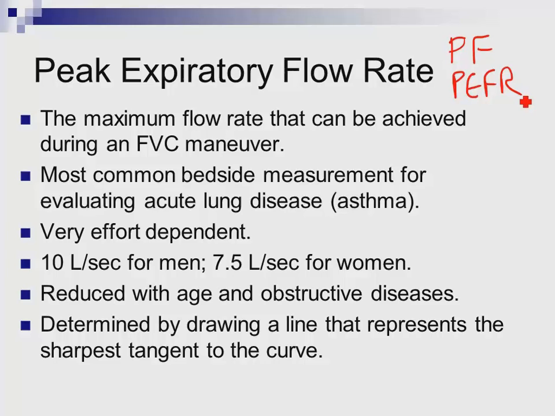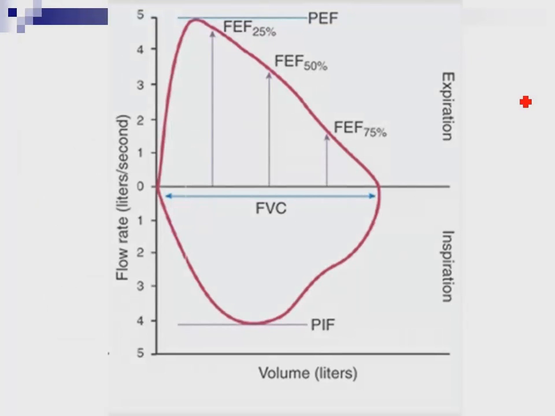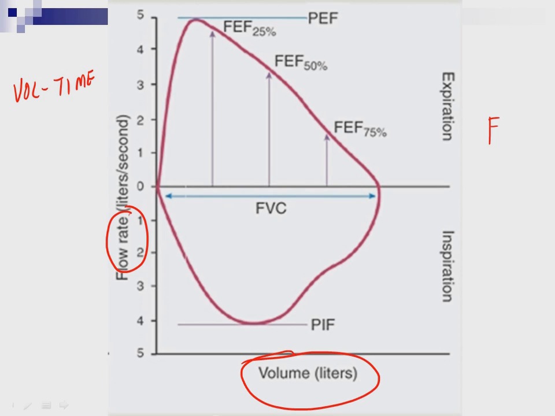Peak flow. This is a different kind of tracing. Up to this point, I've been drawing volume against time. This is what is called the flow volume loop, where I'm monitoring flow rate against volume. And what is my peak flow? Here I have a PEF, peak expiratory flow rate. Peak flow. What is it? How much? 5 what? 5 liters per second.